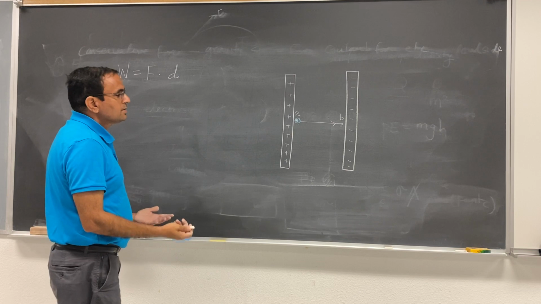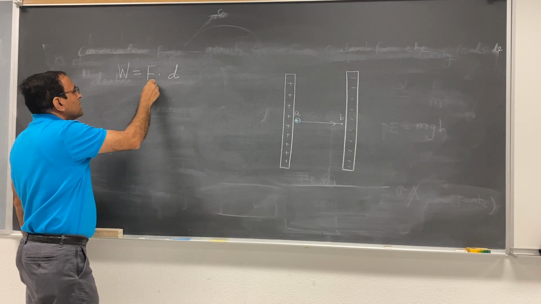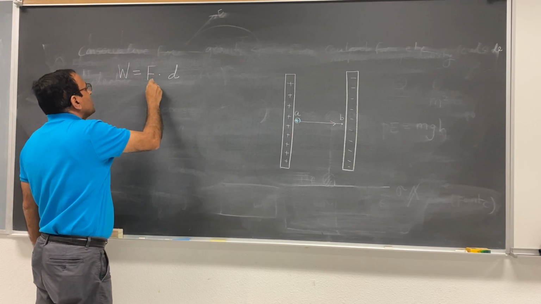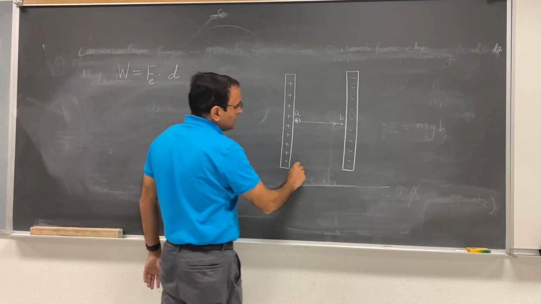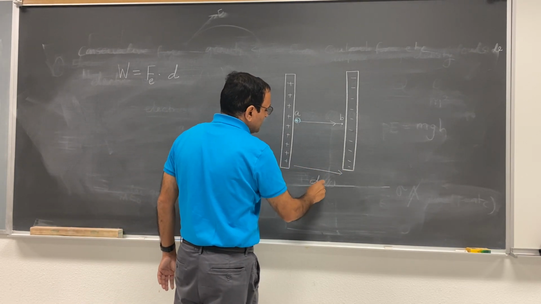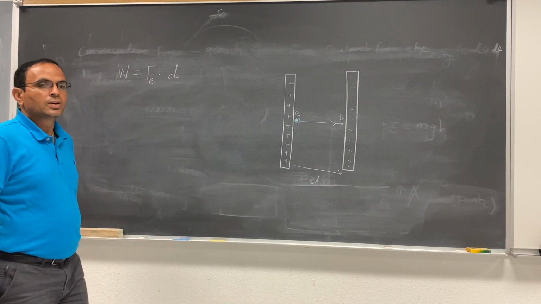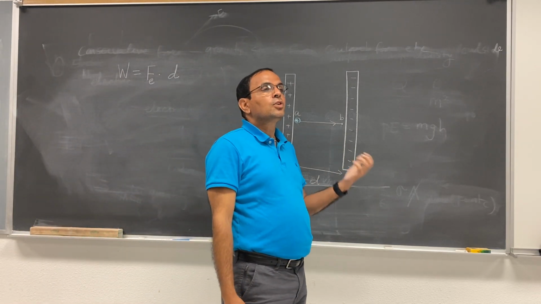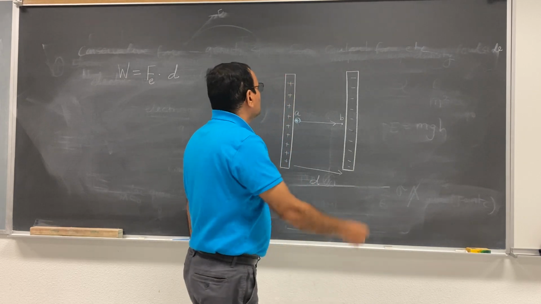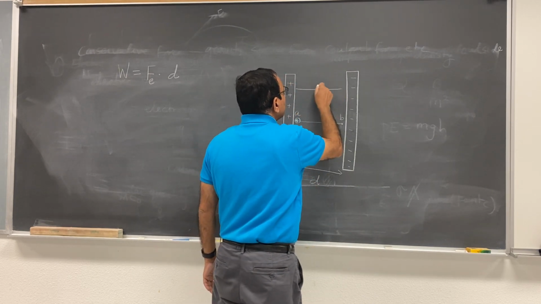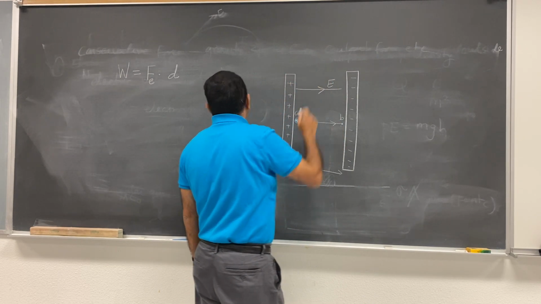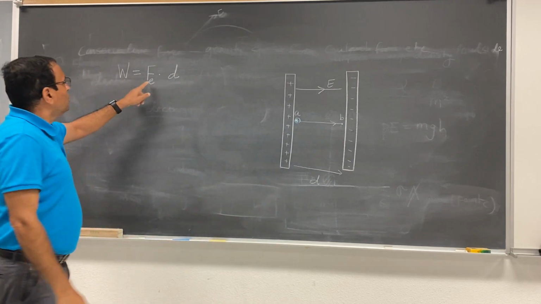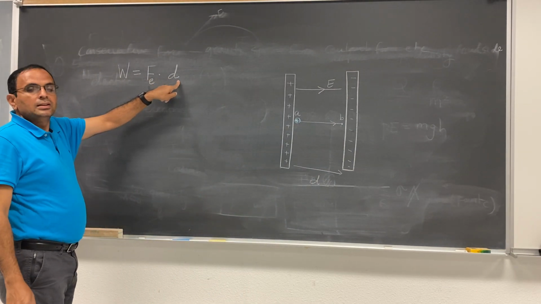And in this case, let us consider the force is electrostatic force, and the distance between them, you can call D. D is the distance. I told you that electric field is always from positive to negative charge, so the electric field is like this. This is the direction of the electric field. So your work done is equal to force, electrostatic force, times the displacement.